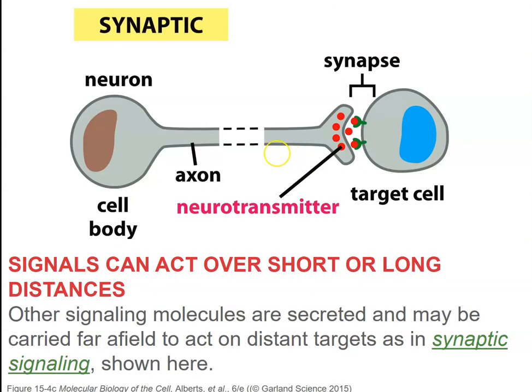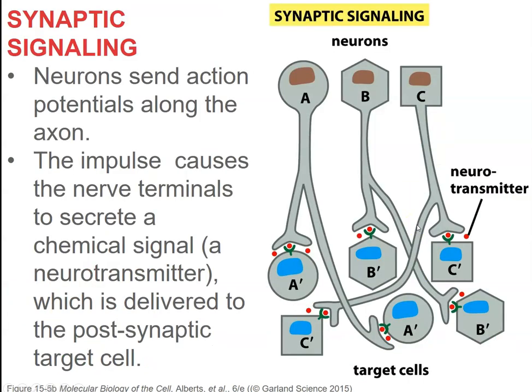I know some of you are interested in neuroscience, so this would involve synaptic signaling. These molecules are secreted and may be carried far afield to act on distant targets. So if we have our neuron right here and a very long axon, then the signaling molecules right here are the neurotransmitters that are shown in red. They leave the presynaptic cell and then bind to receptors on the target cell. And again, when they bind, they cause certain effects on the target cell.